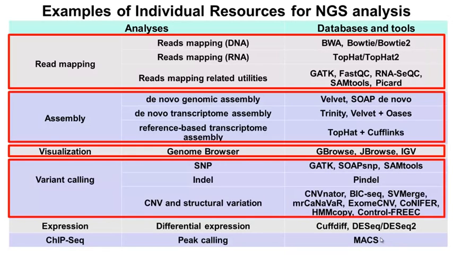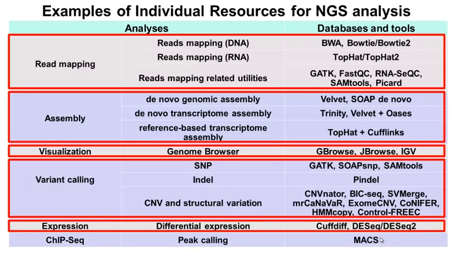For the important task of calling genetic variations from the aligned reads, different tools were developed to call variants at different scales. To call SNPs, there are tools such as GATK, SOAPsnp, and SAMtools. To call small indels, Pindel is a good choice. To call CNVs and structural variations, there are tools such as CNVnator, BIC-seq, SNMerge, Canvas, ExomeCNV, CoNIFER, HMMcopy, Control-FREEC, etc.